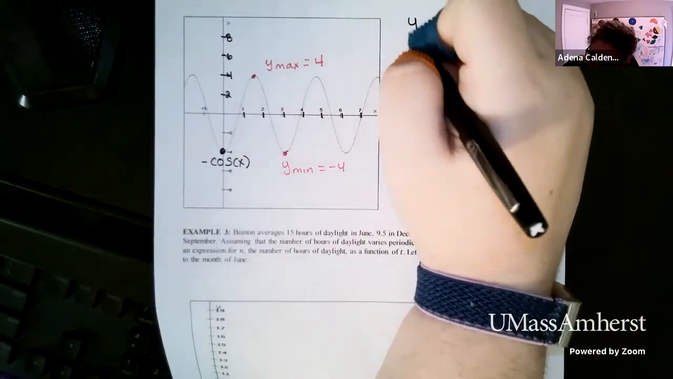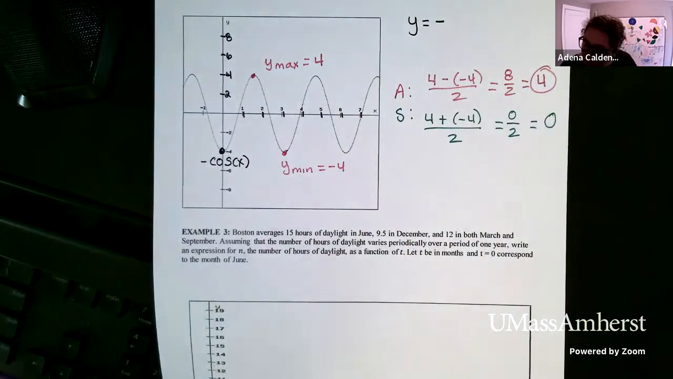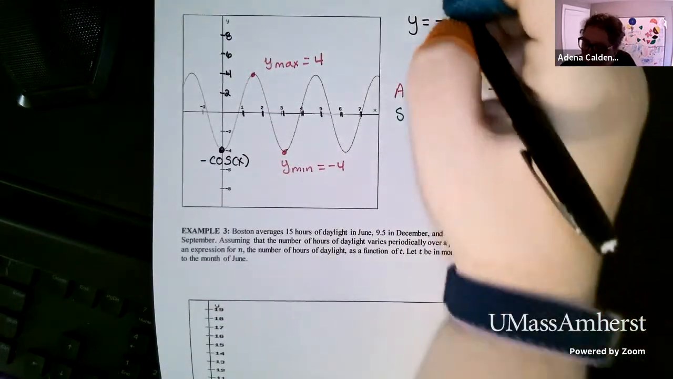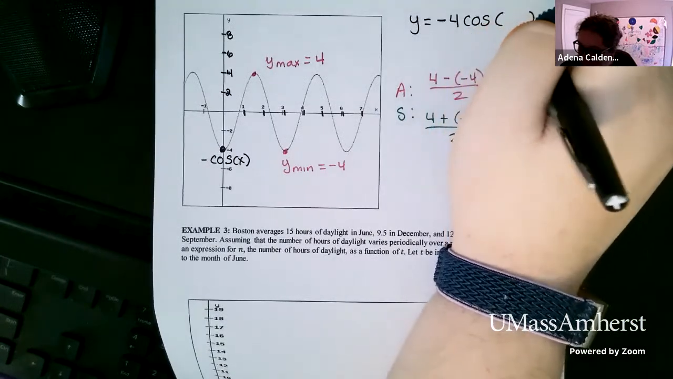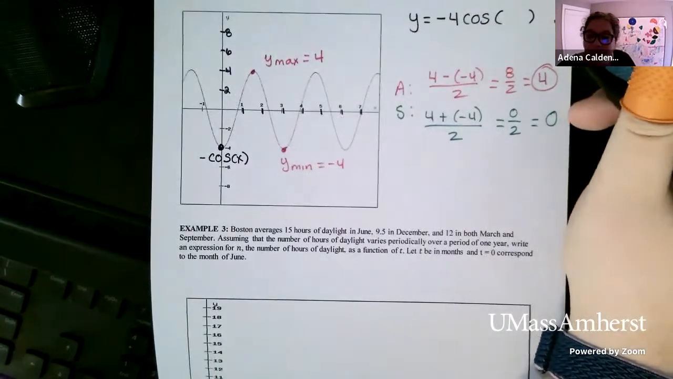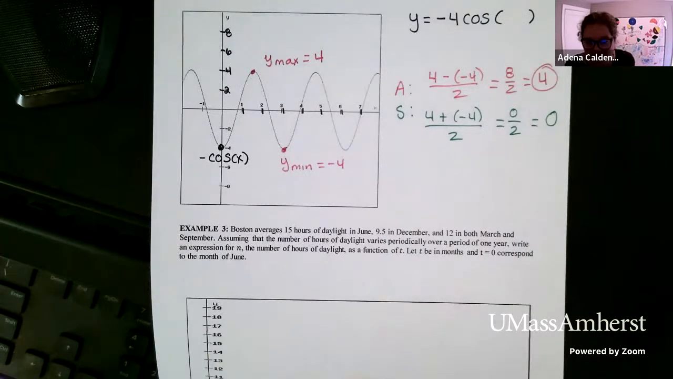So when I start putting this together, I put my negative out front, then my amplitude value, and then my cosine. I haven't done the period yet. And then we said that the shift was 0, so I don't need to put anything there.